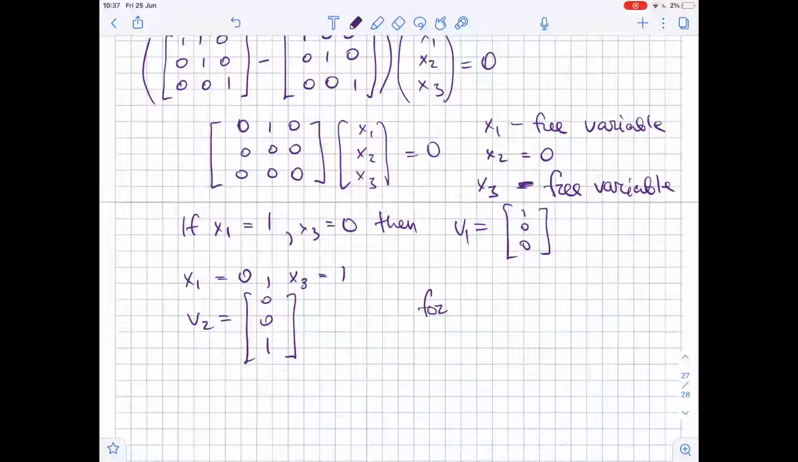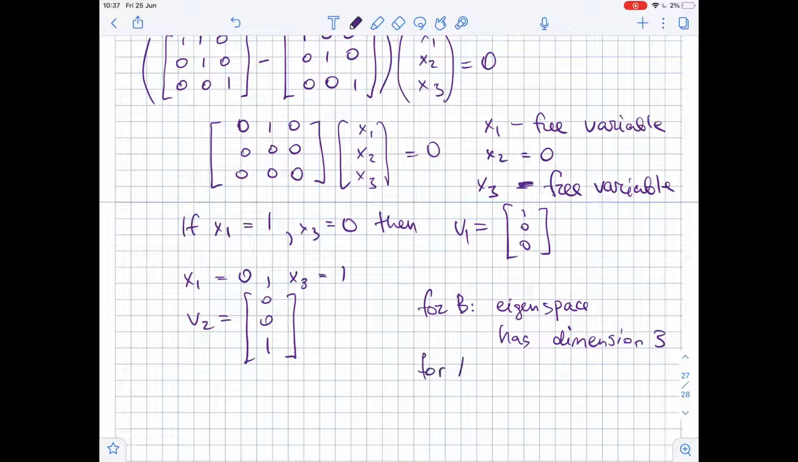So for B, the eigenspace has dimension 2, but the eigenspace corresponding to lambda equals 1 for matrix A has dimension 1. For A, dimension 1. So this means that the matrices are not similar.